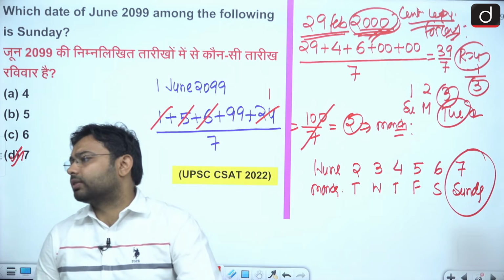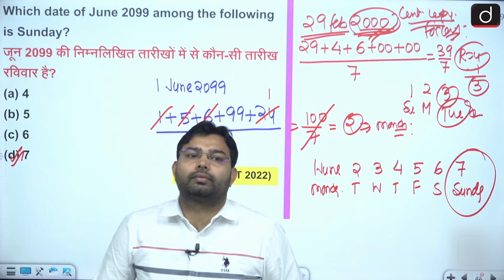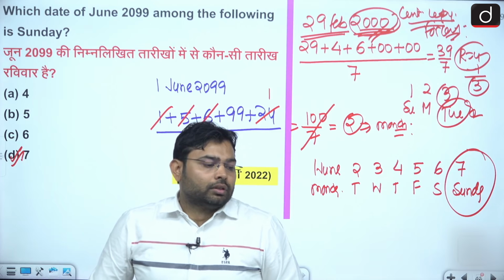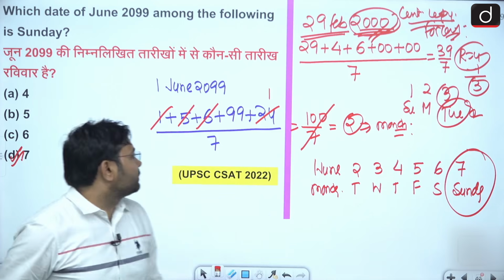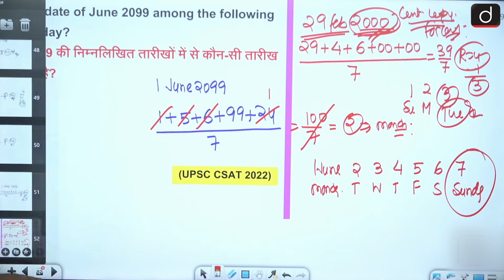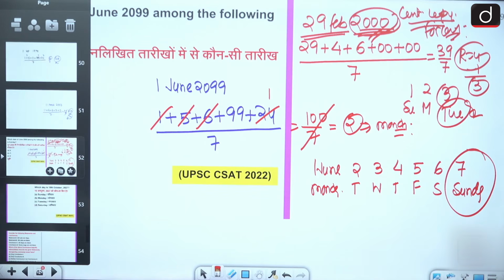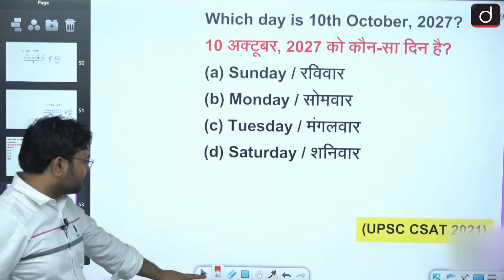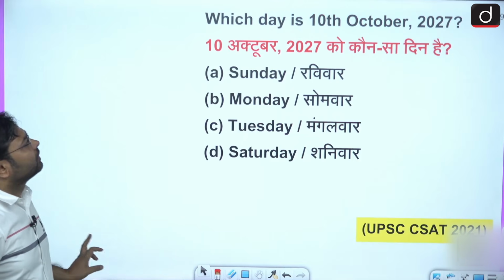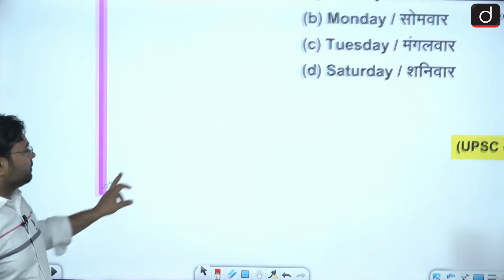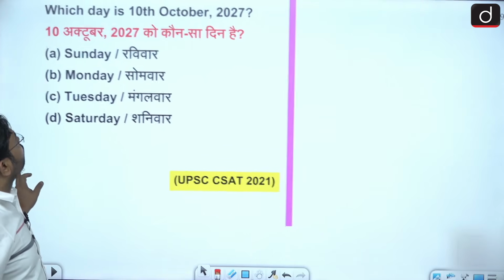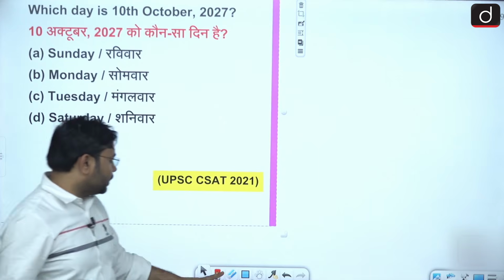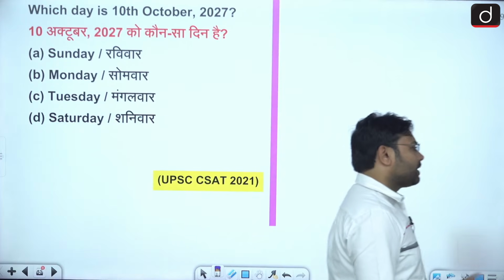You need to remember this one. Now this is from 2021. One question comes from this, so that's why I took a little more time. This is from 2021. Which day is 10th of October 2027? Now you can find this.